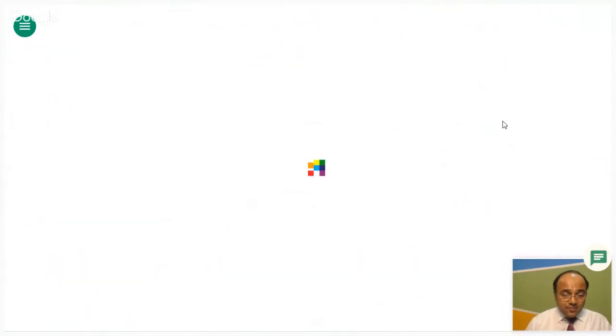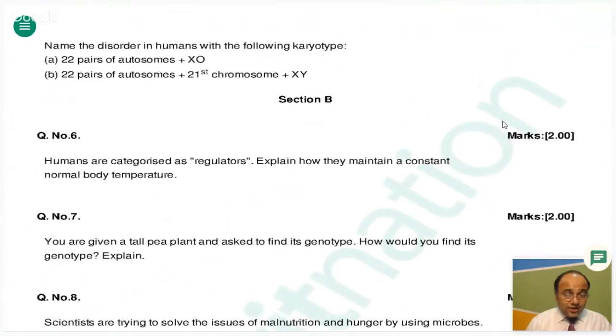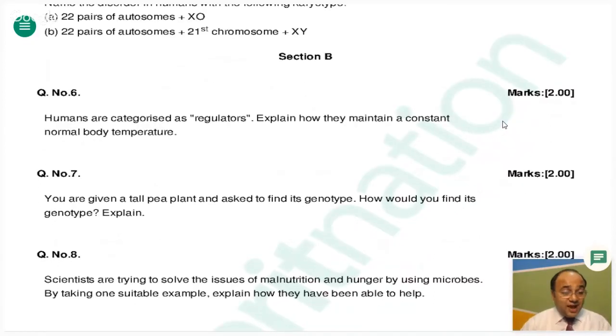And here I'm coming up with few more. The solutions are not listed over here in this PDF. The solutions are there in the link which is given over there in the description. So humans are categorized as regulators. So what is the meaning of the word regulator, right? We have learned about the conformers, the regulators, and how they are able to maintain their constant body temperature. We have to discuss that.